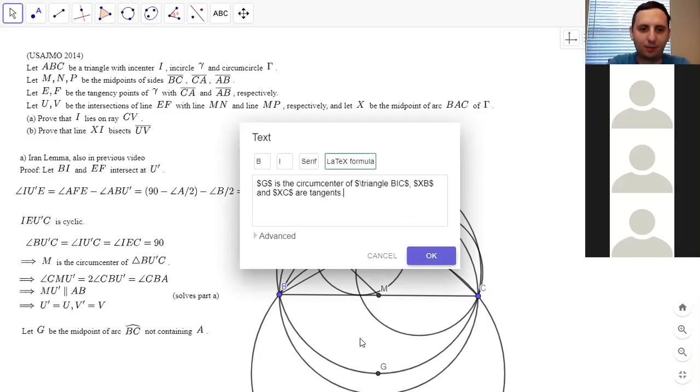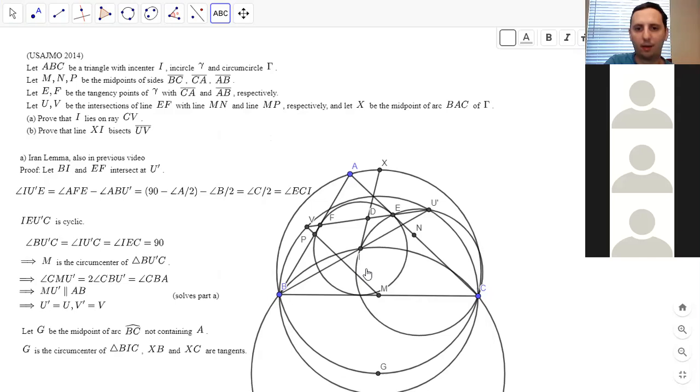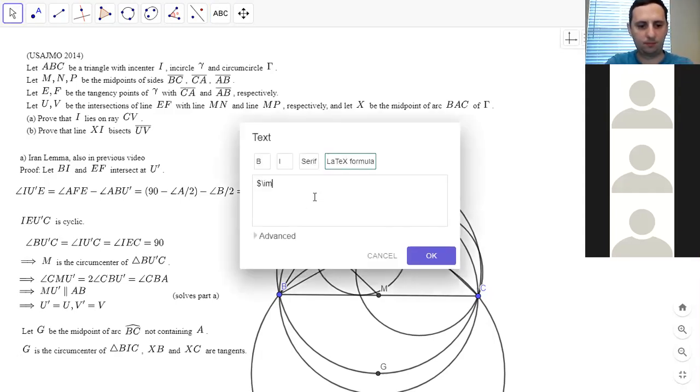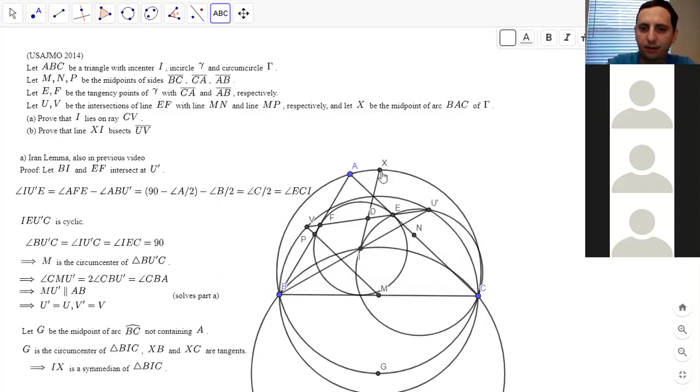I'd never seen this idea before, but it's a really good idea. Basically that means that IX is a median of the triangle BIC. And IX also passes through the mixtilinear tangency point too, I think. Because of the midpoint of this arc, the line passing through X and I always passes through the mixtilinear tangency points. So that's a good observation.